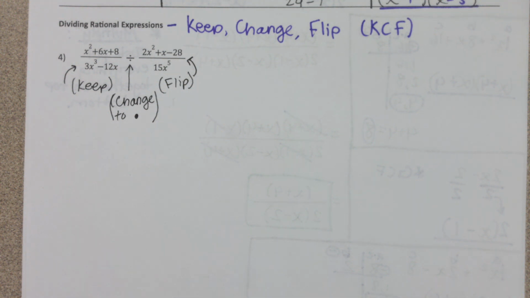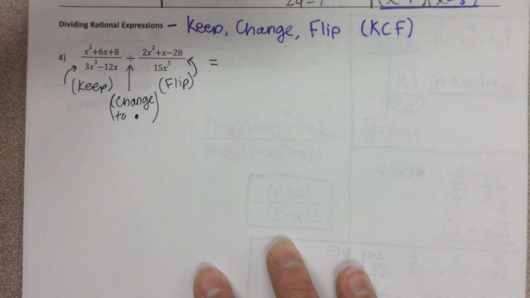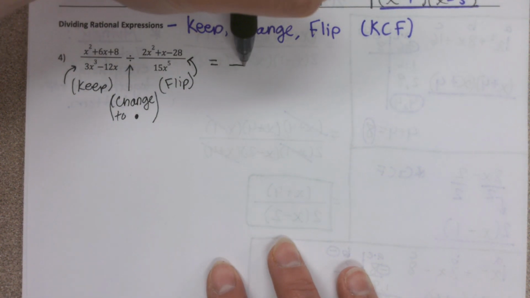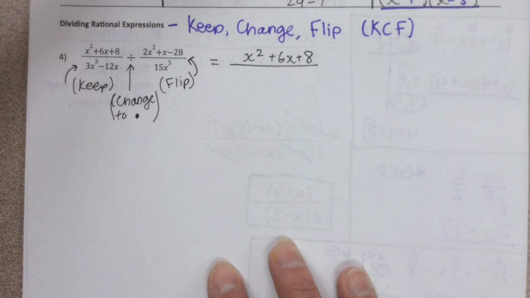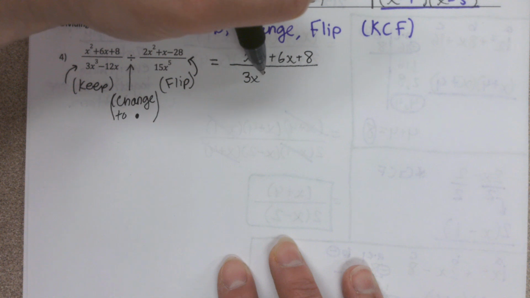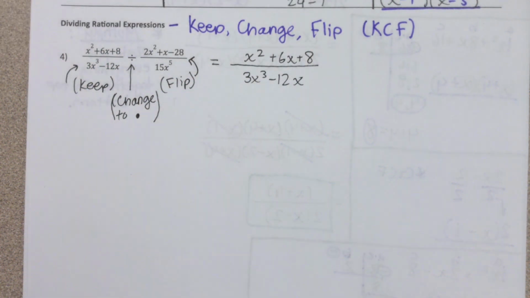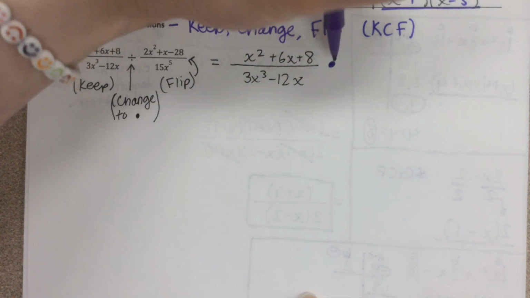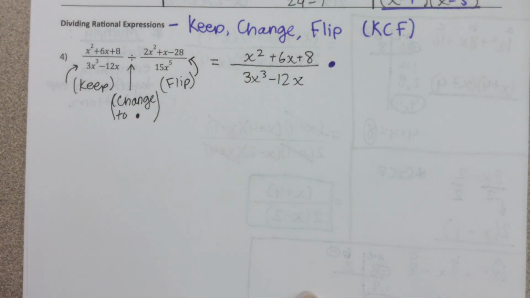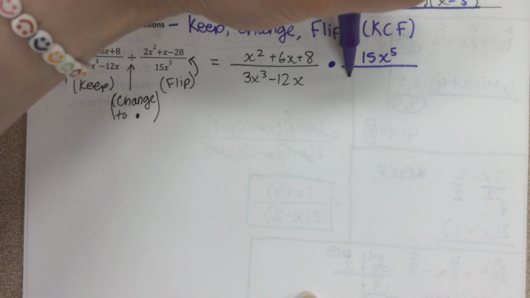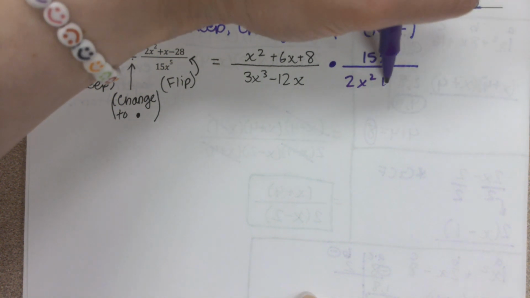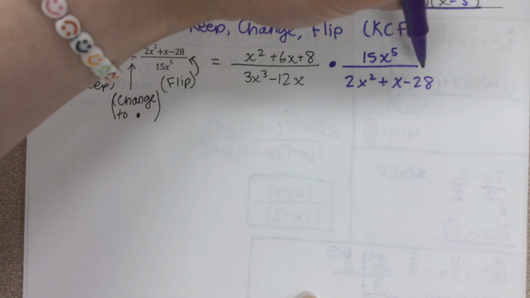So I'm going to do exactly that. First fraction stays exactly the same. Don't make any changes to it. X squared plus 6x plus 8 over 3x cubed minus 12x. Change the division to multiplication. And then flip the second fraction. So we end up with 15x to the 5th over 2x squared plus x minus 28.